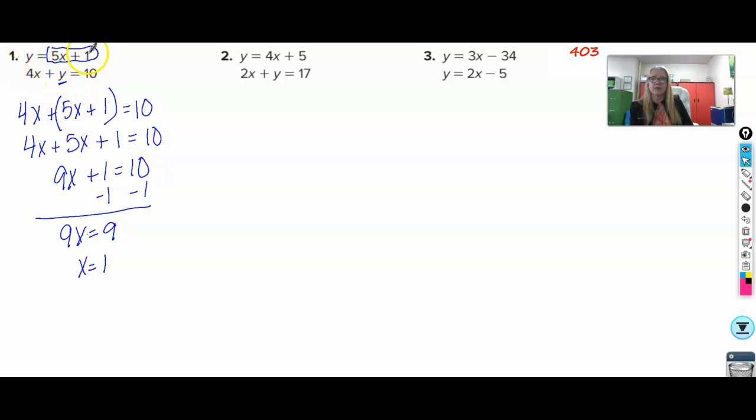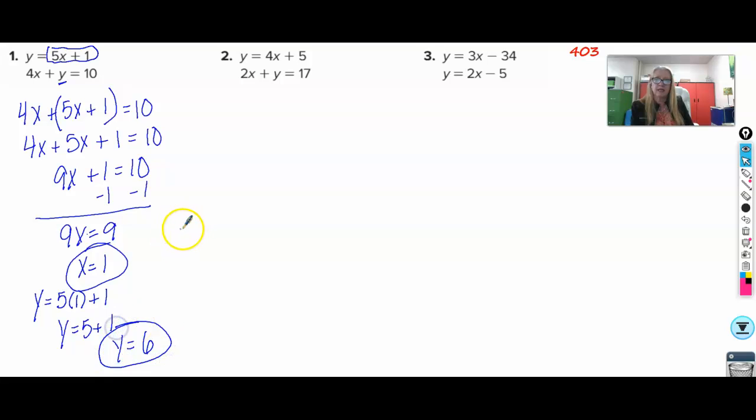I choose the first one because y is all by itself over there, so this is going to be fairly easy. Y equals 5 times 1, because I know x is 1 now, plus 1. Y equals 5 plus 1, so y is 6. So the solution to this system of equations has one solution, and it is the point (1, 6).